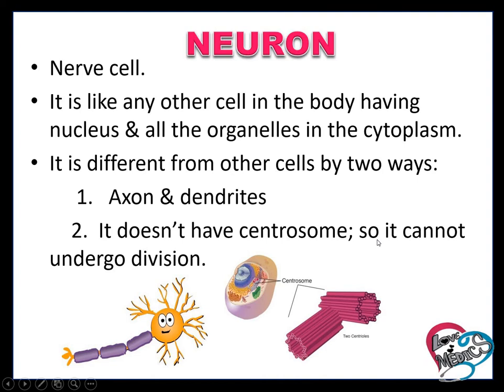It is like any other cells in the body, having a nucleus and all other cell organelles in the cytoplasm. Then how does it differ from other cells? One is axon and dendrites. Another is that it does not have a centrosome, so it can't undergo cell division. So if there is damage in this neuron, the damage remains. It can't heal.